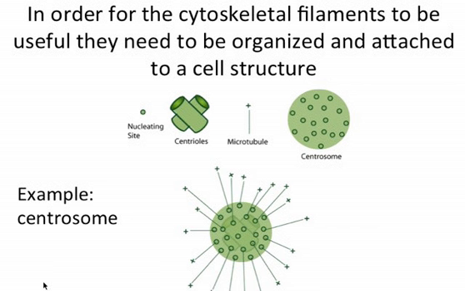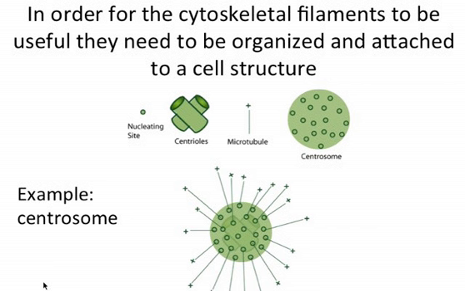So, in order for cytoskeletal filaments to be useful, they need to be organized and attached to a cell structure, right? Does that make sense? If you have actin just floating in the cytoplasm, is that going to do anything? Is it going to cause cell movement if it's not attached to the plasma membrane? No. Is it going to result in cytokinesis if it's not attached in some way to the plasma membrane? Probably not, right? If it's just hanging out, it's not going to contract anything.